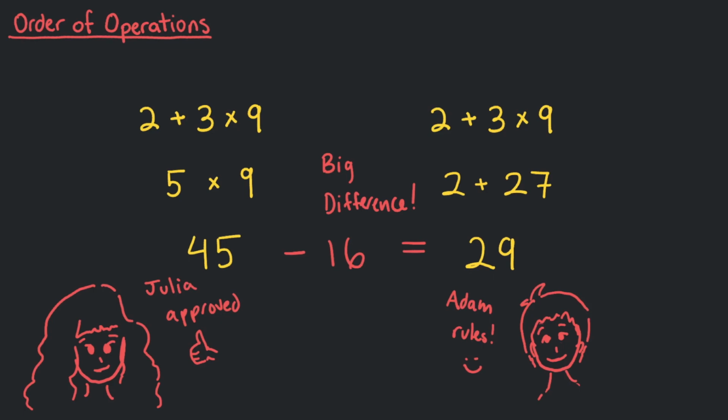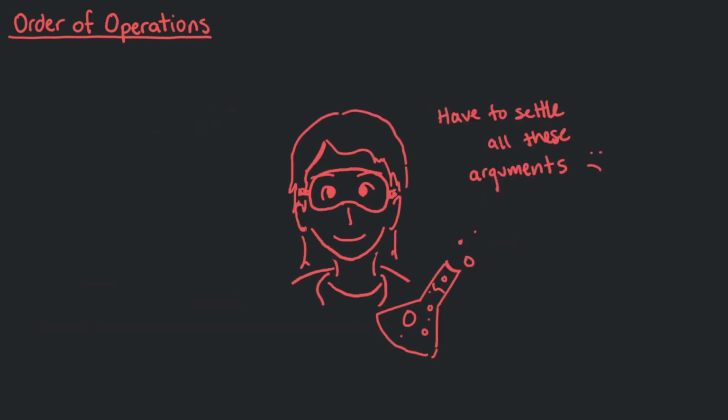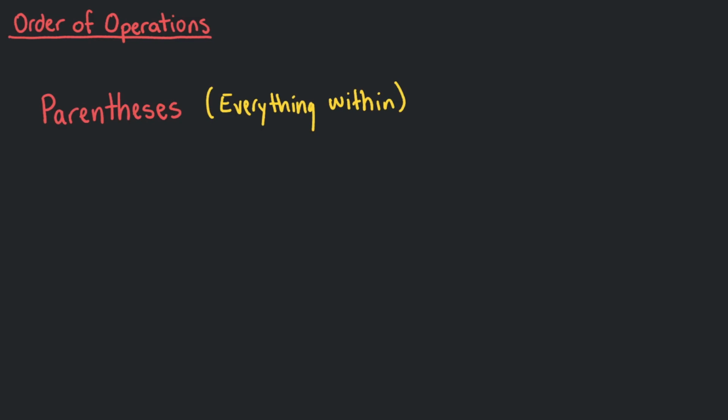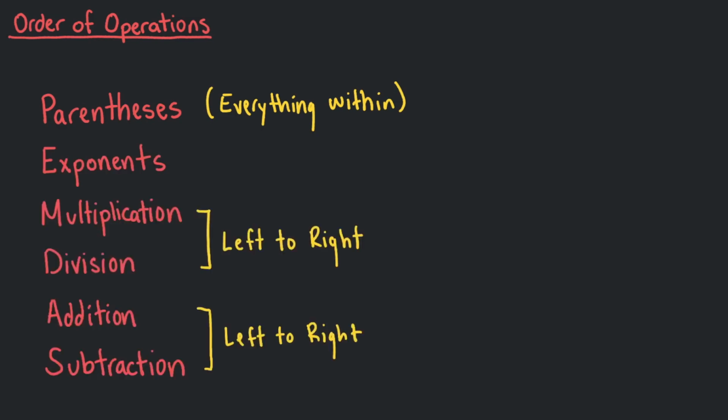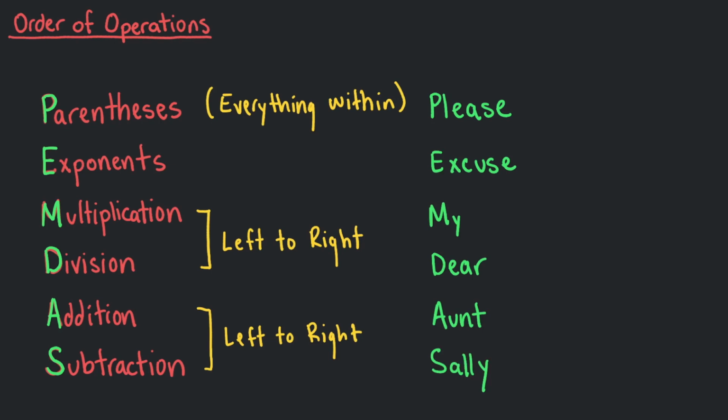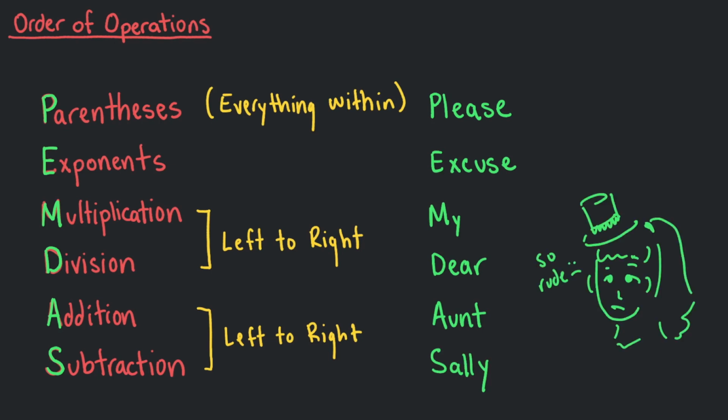Because of this, all mathematicians and scientists have agreed to follow a specific order of operations, so everyone can get consistent answers. We just solve math problems in this order: parentheses, exponents, multiplication and division, then addition and subtraction. This method is commonly known as PEMDAS, or please excuse my dear Aunt Sally. Someone must have been really embarrassed of their aunt.